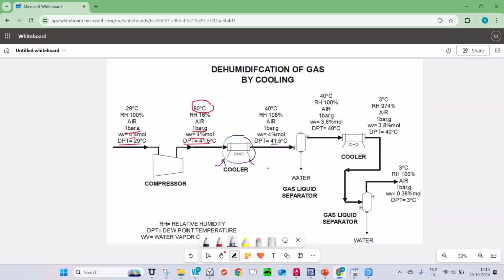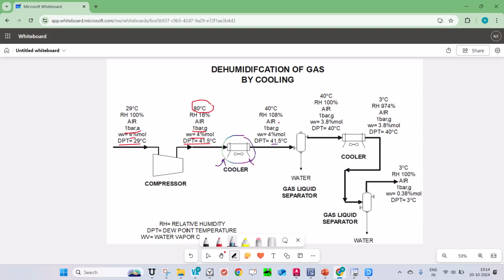So what do I do with that? I cool the air to 40 degrees C, and guess what? At 40 degrees C and the pressure of 1 bar gauge, my relative humidity has shot up to like 108%. Anything above 100% relative humidity means rain, or the water is coming out of the gas.